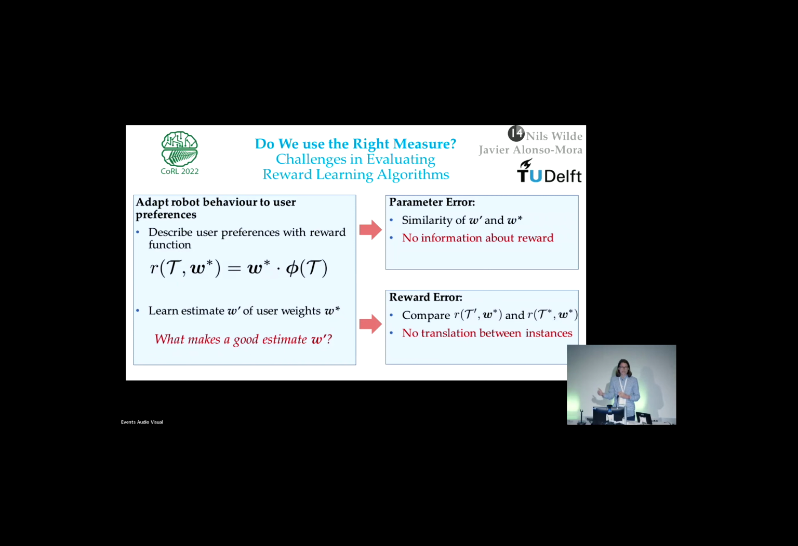The second approach is to look at a reward error, where we just compare the collected reward to the optimum. And that, in the worst case, does not translate at all between training and testing. So I'm looking forward to discussing how we can find better evaluation measures at our poster. Thanks.